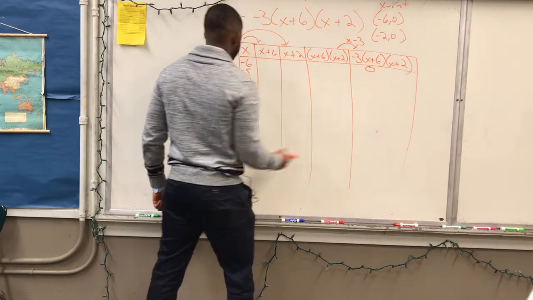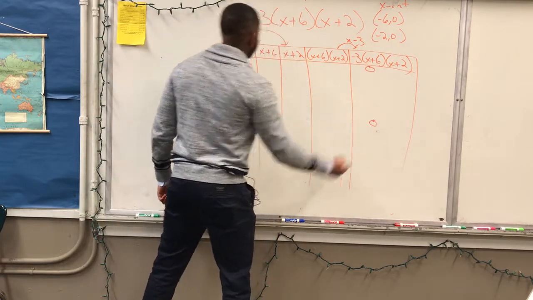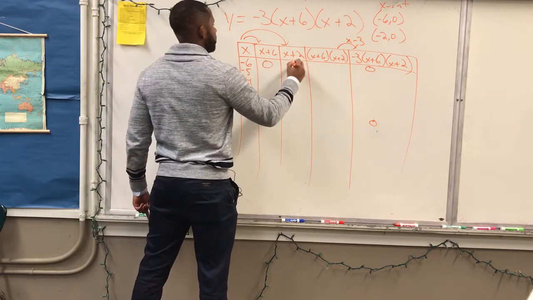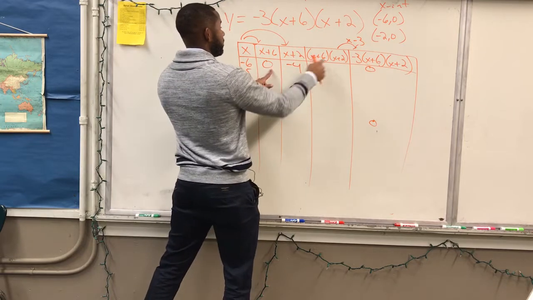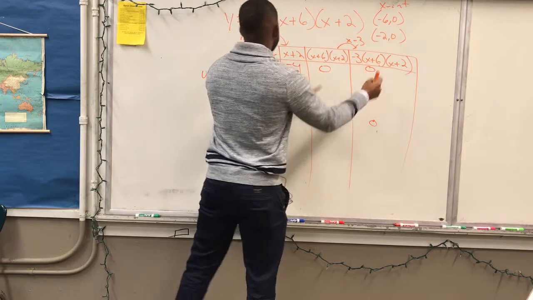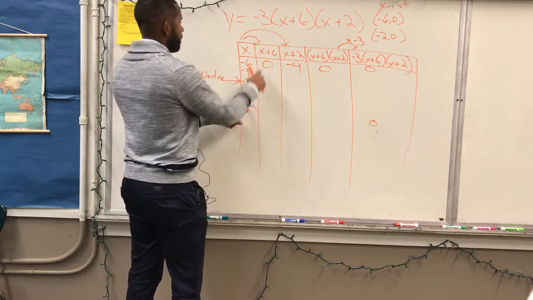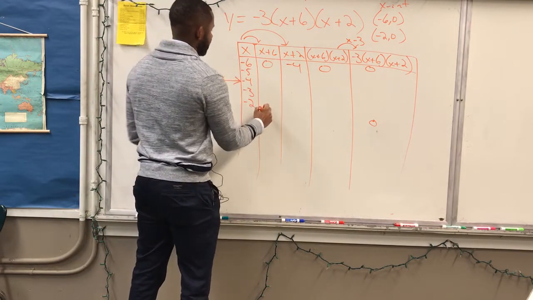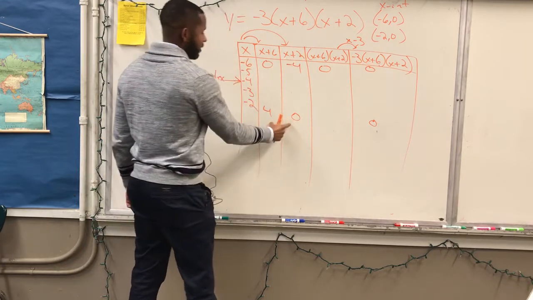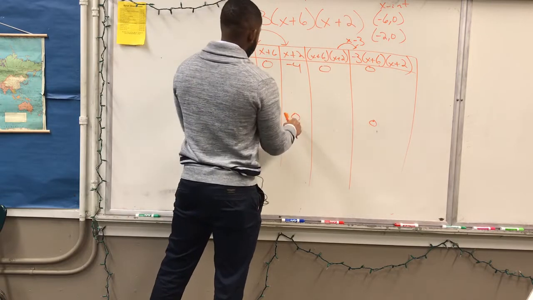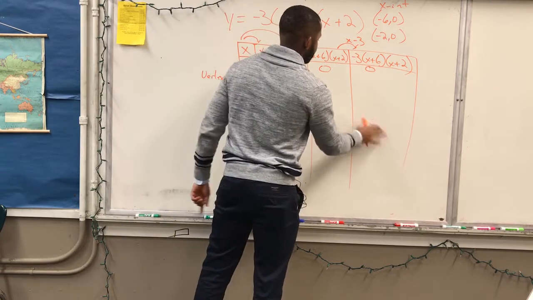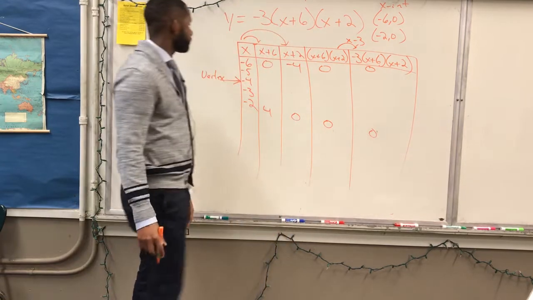This better end up being a 0 here. This better end up being a 0 here. Negative 6 plus 6 is 0. Negative 6 plus 2 is negative 4. 0 times negative 4, this one times this one is 0. 0 times negative 3 is 0. Lovely. Negative 2 plus 6 is 4. Negative 2 plus 2 is 0. That's what I want. 0 times 4 is 0. And 0 times negative 3 is 0. Cool. That's what I wanted.